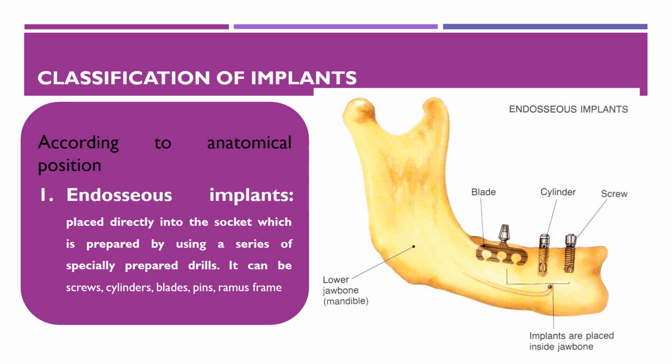So now coming to the classification of implants. Okay, so we will be classifying based on different categories. The first one according to anatomical position. It is being classified into endosseous implants. Endosseous implants means the implants that are placed directly into the socket, which is prepared by using a series of specially prepared drills. So it can be screws, cylinders, blades, pins, rammers or frame. You can see that it can be of different types: blade, cylinder type, and screw type. So mostly we will be using screw type now.